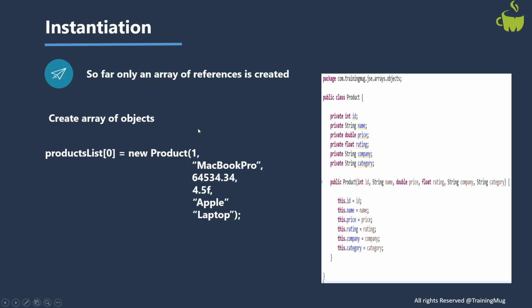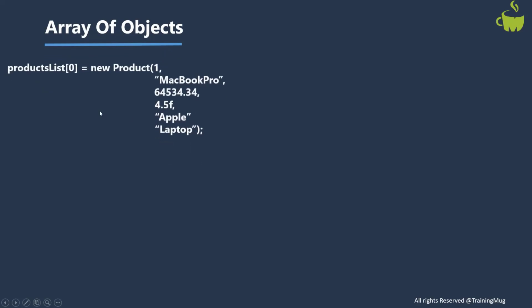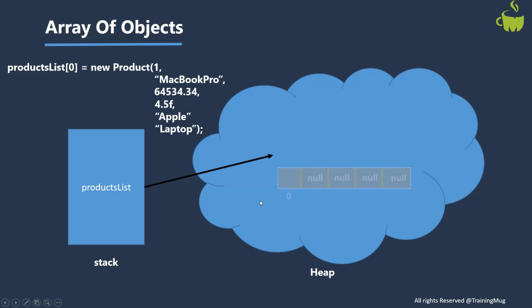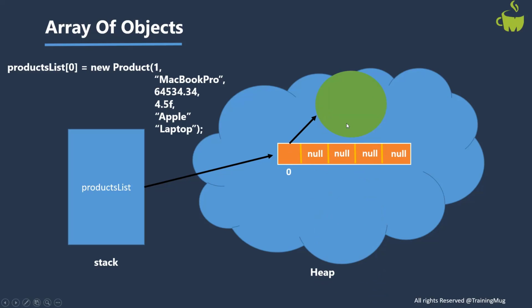Now let us understand what actually happens in the memory. I have just instantiated my first array element to new product with all these values. Now the same product list is pointing to an array initially, which has all null values. But since the first element you have instantiated to a product object, it doesn't have a null value, right? So now this will act as a reference, which will point to an object on the heap, with all these values.